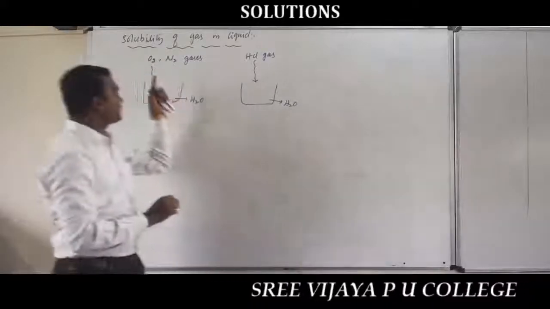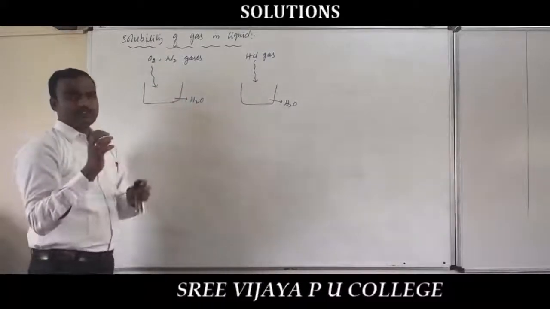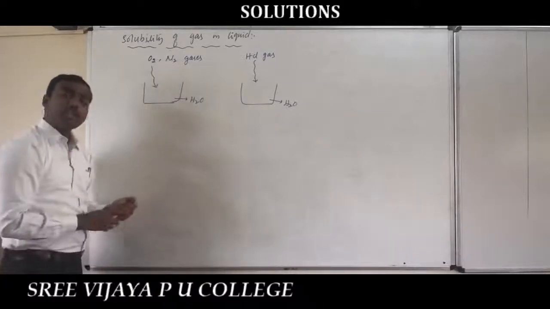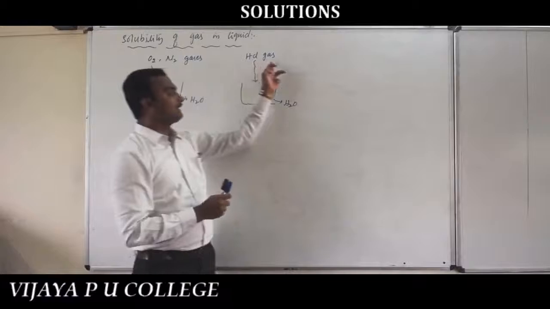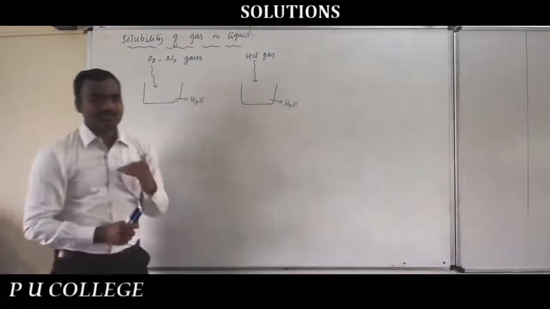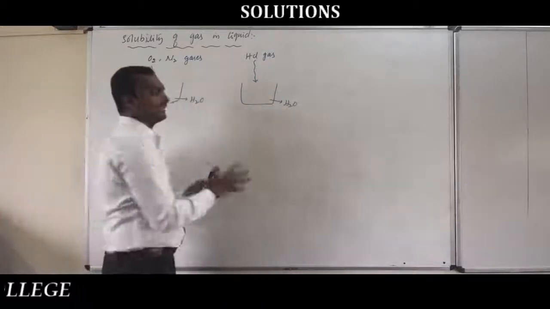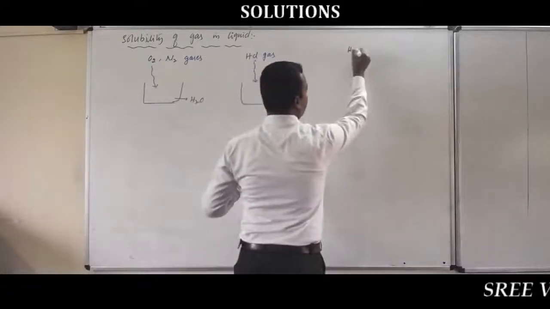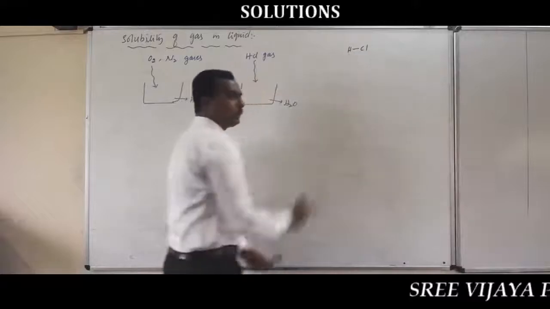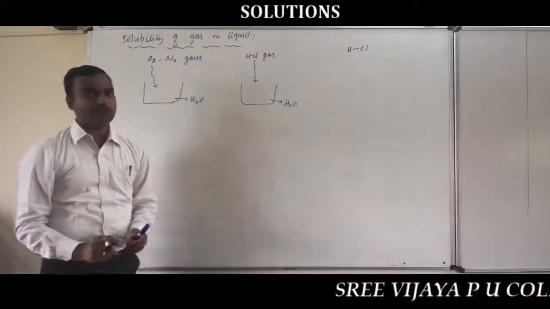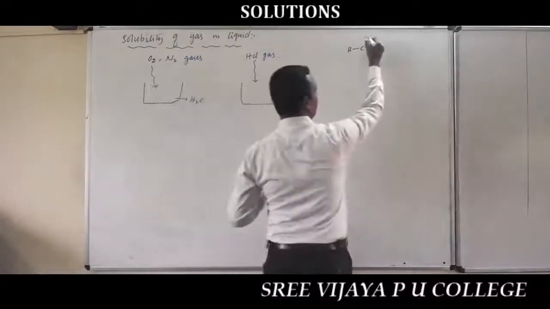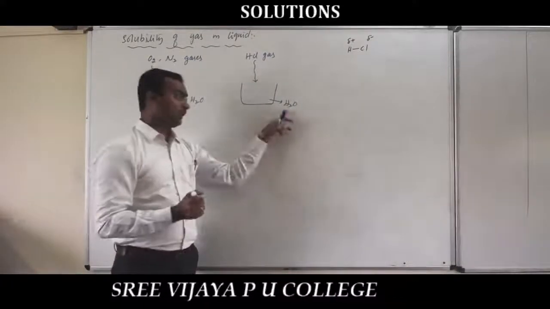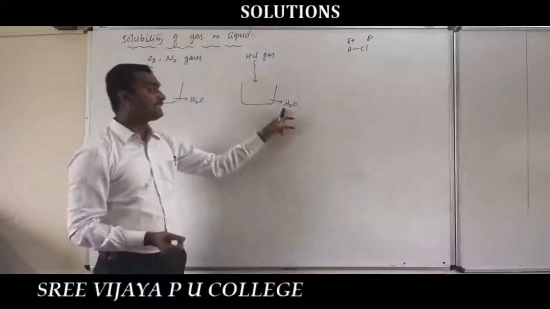Here, oxygen is soluble in water in a very small quantity. So oxygen dissolves in water in very less quantity. But HCl gas is soluble in water to a greater extent. So what is the reason here again? HCl is polar. It has a polar covalent bond because chlorine is more electronegative compared to hydrogen. So chlorine gets the partial negative and hydrogen gets the partial positive charge. Since it is polar in nature and water is also polar, HCl is easily soluble in water.